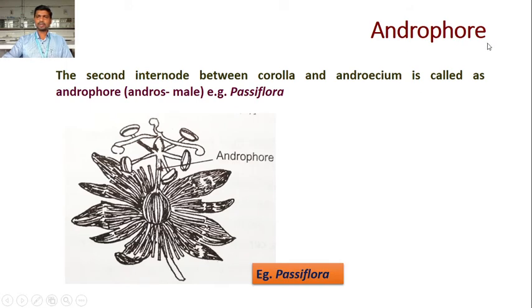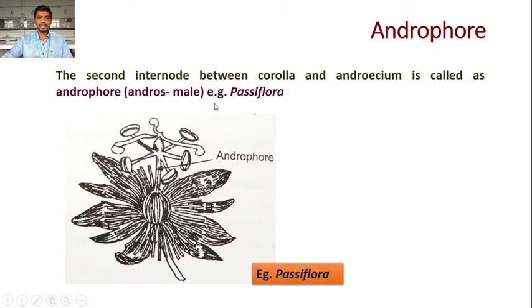Now we are going to the internodes present between the different floral whorls or floral parts. The first one is the androphore. The androphore is the second internode, between corolla and androecium. So here is the corolla, this one is the androecium, 5 stamens we can see here. The androphore is the internode, the portion between corolla and androecium, that we call the androphore.